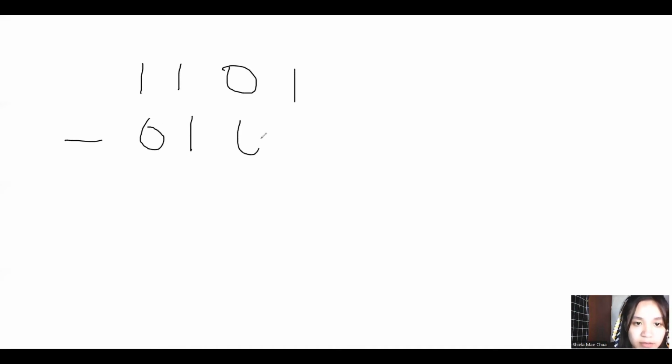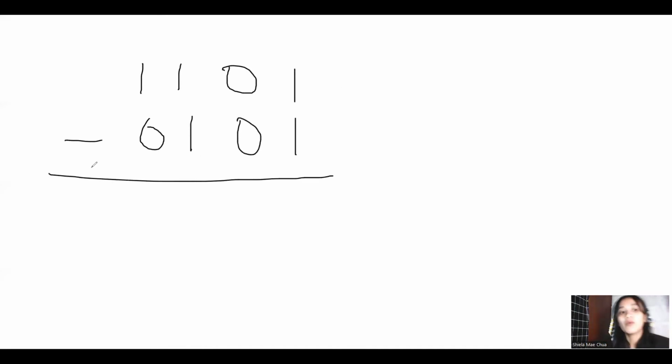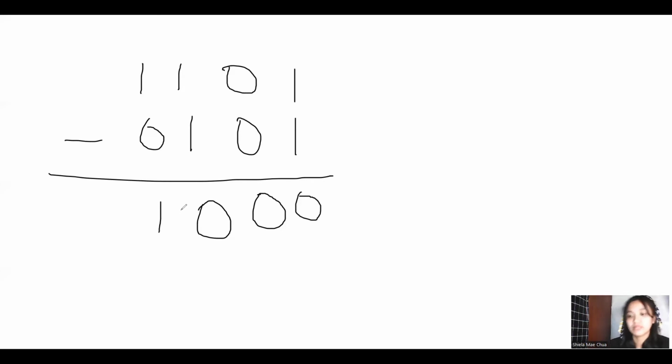Now, I will give you some examples of binary subtractions and borrow bits. Let's start with our first example. We have 1, 1, 0, 1 minus 0, 1, 0, 1. 1 minus 1 is 0. And 0 minus 0 is 0. 1 minus 1 is 0. And 1 minus 0 is 1. So 1, 1, 0, 1 minus 0, 1, 0, 1 is equal to 1, 0, 0, 0.